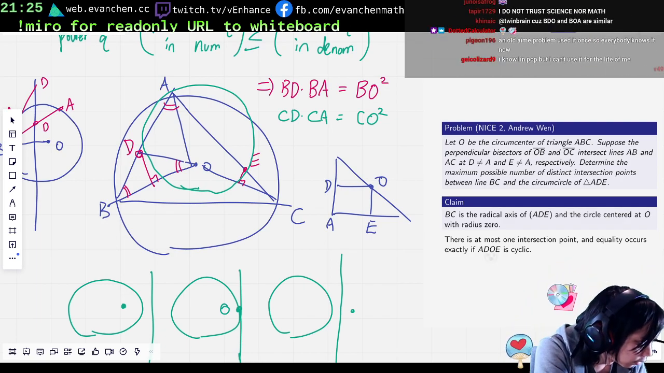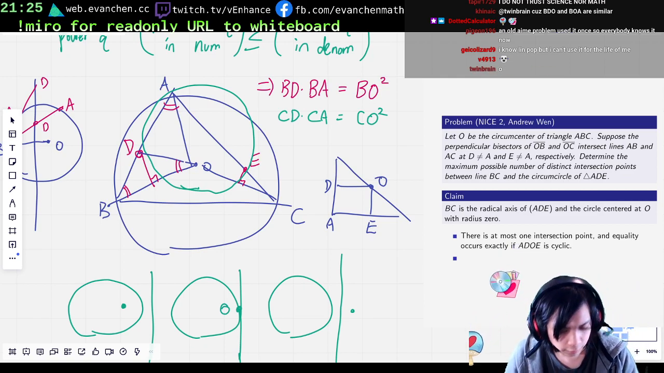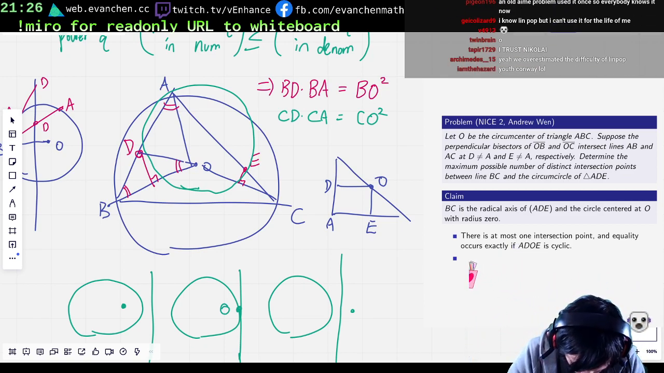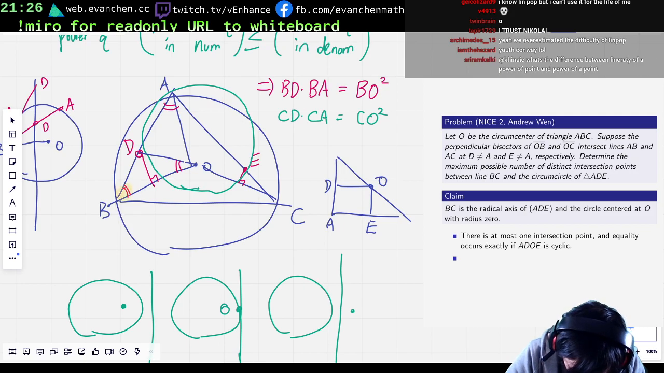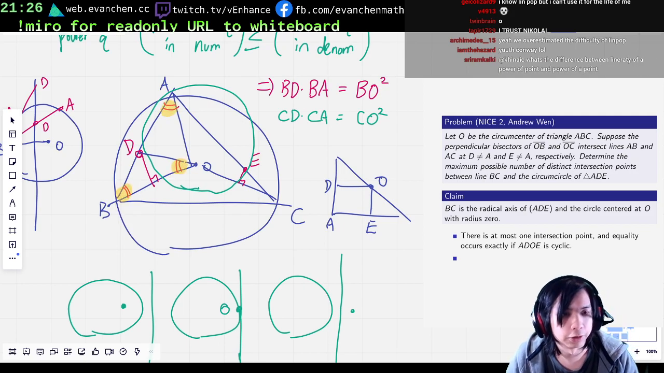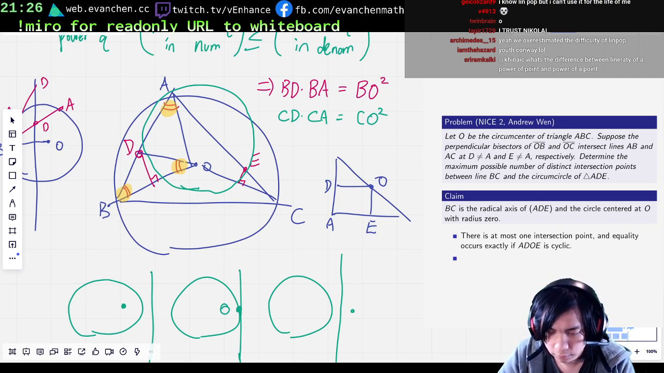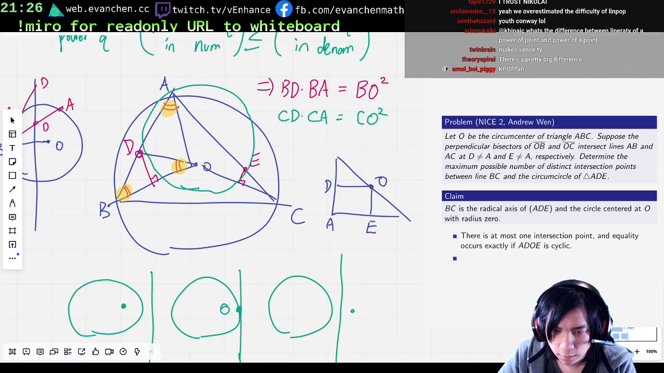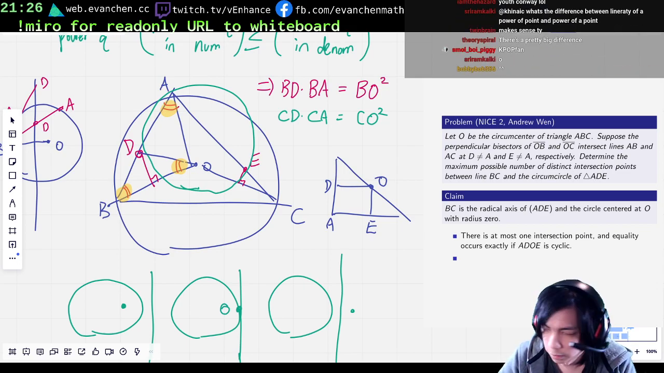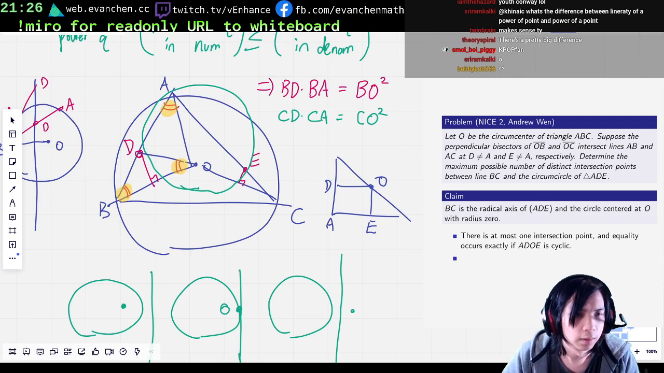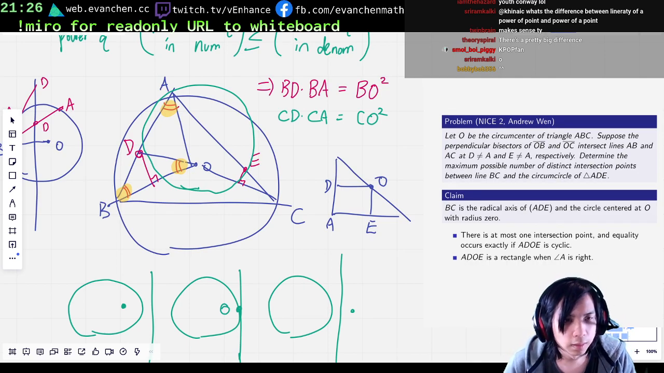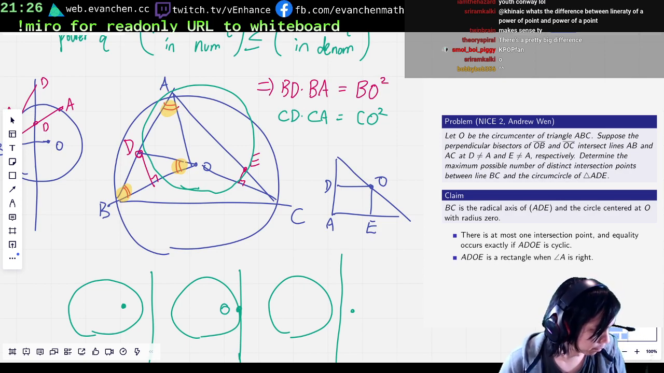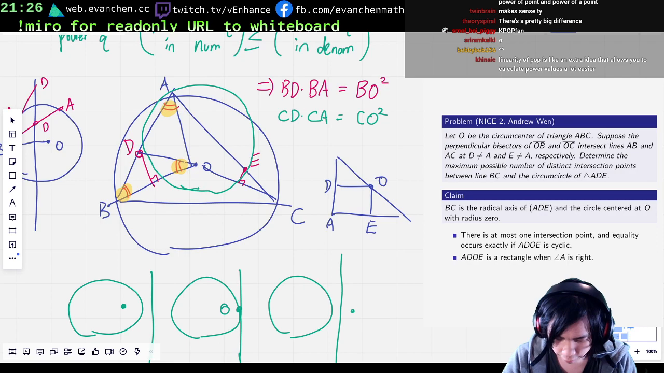Can you explain why BD times BA is equal to BO squared? It's because of the similar triangles. Let me draw these properly. This angle, this angle, this angle gives you a pair of similar triangles that will imply that length relation. One angle is right. Okay, so that's it. We're done.